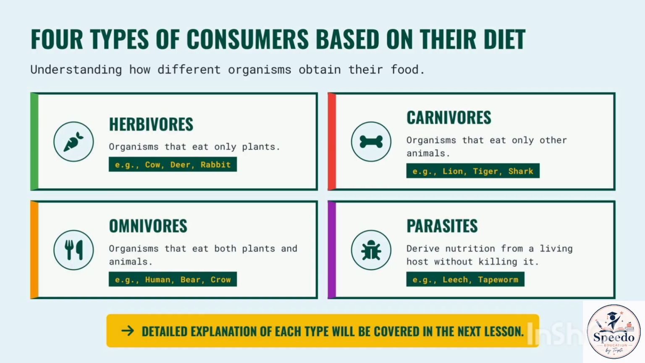Next we have parasites. According to NCERT, another type of consumer is the parasite. They live on or inside another living organism called the host and obtain food from it without immediately killing it. Examples include lice, ticks, tapeworms, mosquitoes, and leeches. Some parasites can cause diseases while others simply obtain nourishment from their host. In the next lesson, we will study herbivores, carnivores, omnivores, and parasites in much greater detail, including their adaptations, feeding habits, and examples. Next we have decomposers.